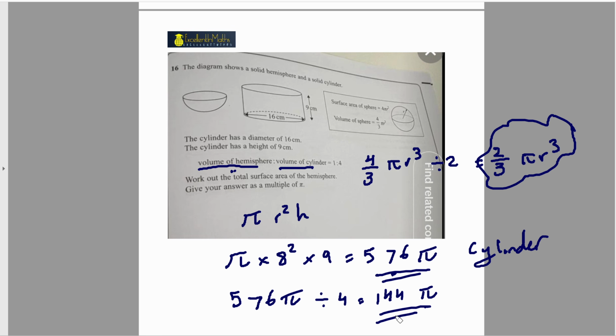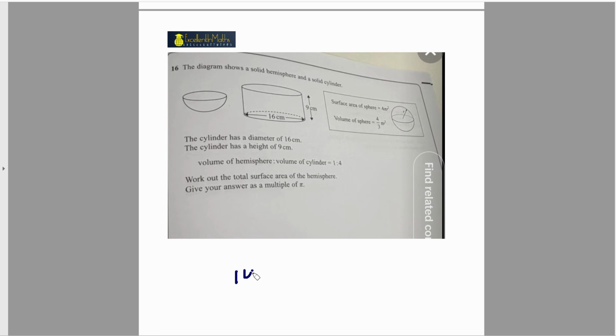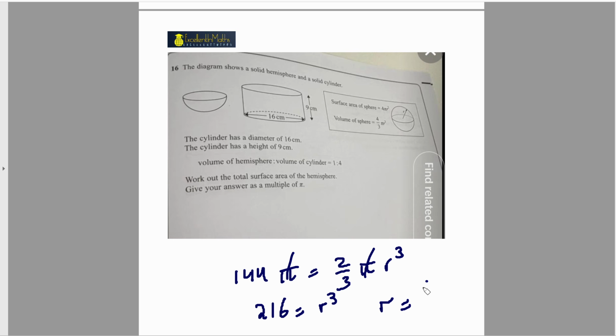And you need to make it equal to that. So 144 pi equals 2/3 pi r cubed. Divide both sides by pi, cancel pi with pi, then multiply by 3 and divide by 2. So you get 216 equals r cubed. Cube root that, so r is equal to 6.